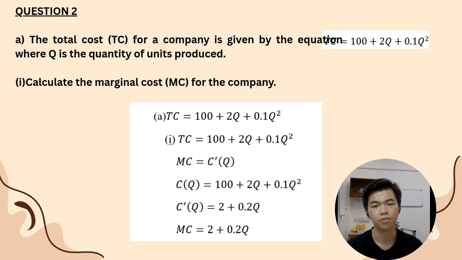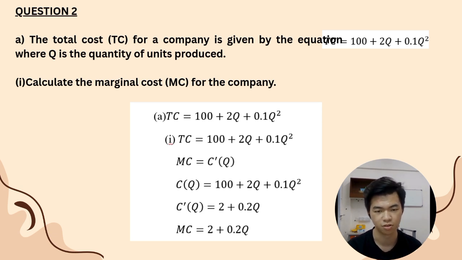The total cost for a company is given by the equation total cost equals 100 plus 2Q plus 0.1Q squared, where Q is the quantity of units produced. So to calculate the marginal cost for the company, first, we know that total cost is a function of quantity, which we will use. C(Q) equals 100 plus 2Q plus 0.1Q squared. By using the first derivative, we get C'(Q), which is the same thing as marginal cost. With the first derivative, we get 2 plus 0.2Q.